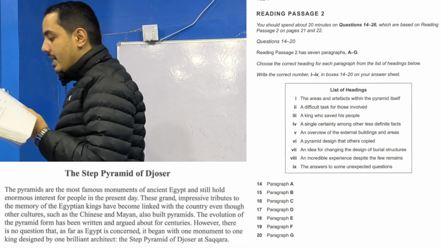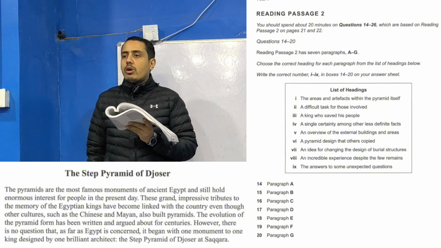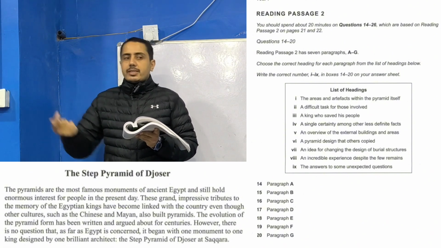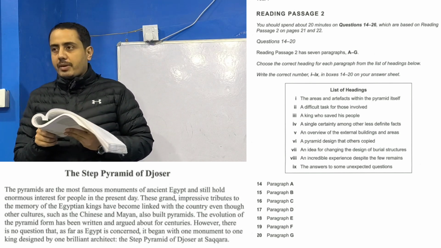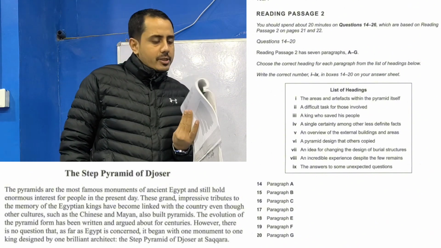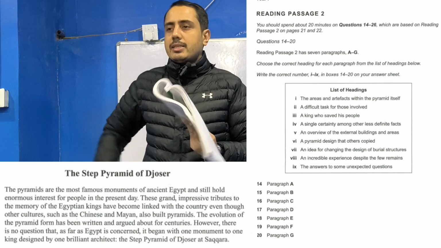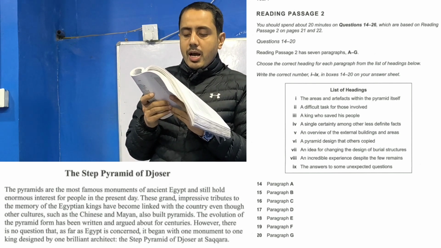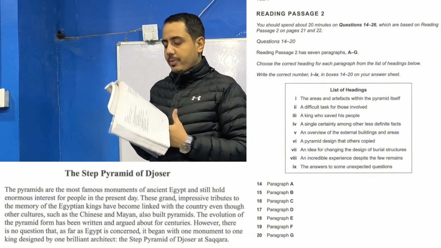Number 1, the areas and artifacts within the pyramid itself. Artifacts means old objects. So old objects inside the pyramid. I don't think the first paragraph talks about old objects inside the pyramid. Okay, number 2, a difficult task for those involved. Again, in the first paragraph, there is not any mention of difficult or easy. It just says there are pyramids. Number 3, a king who saved his people. Again, the first paragraph doesn't talk about any king who saved the people.